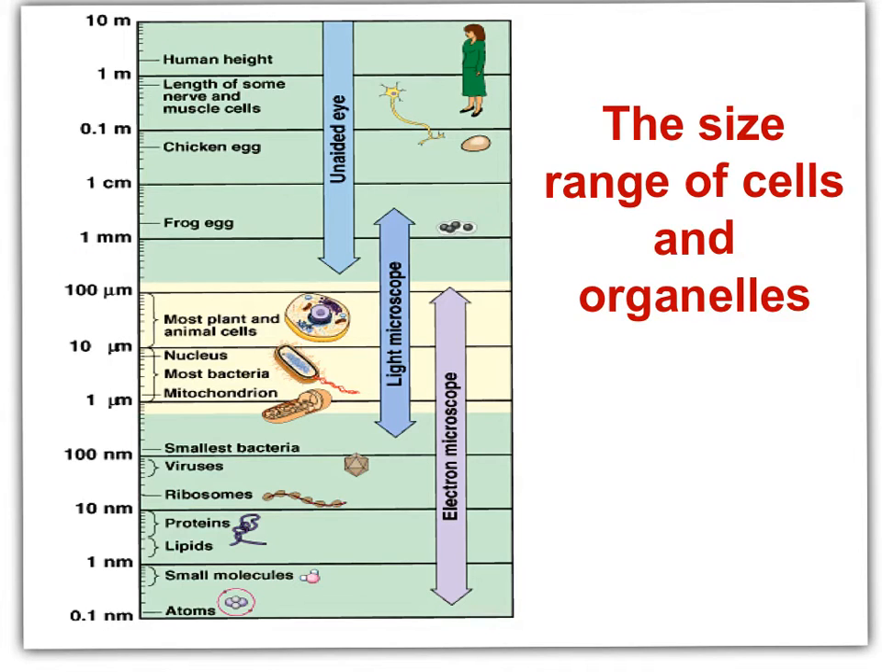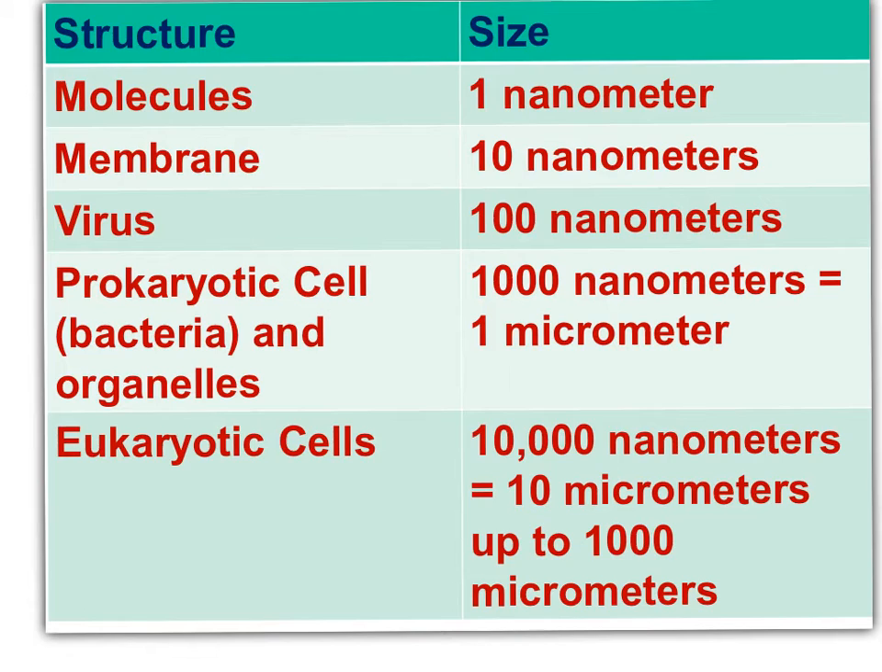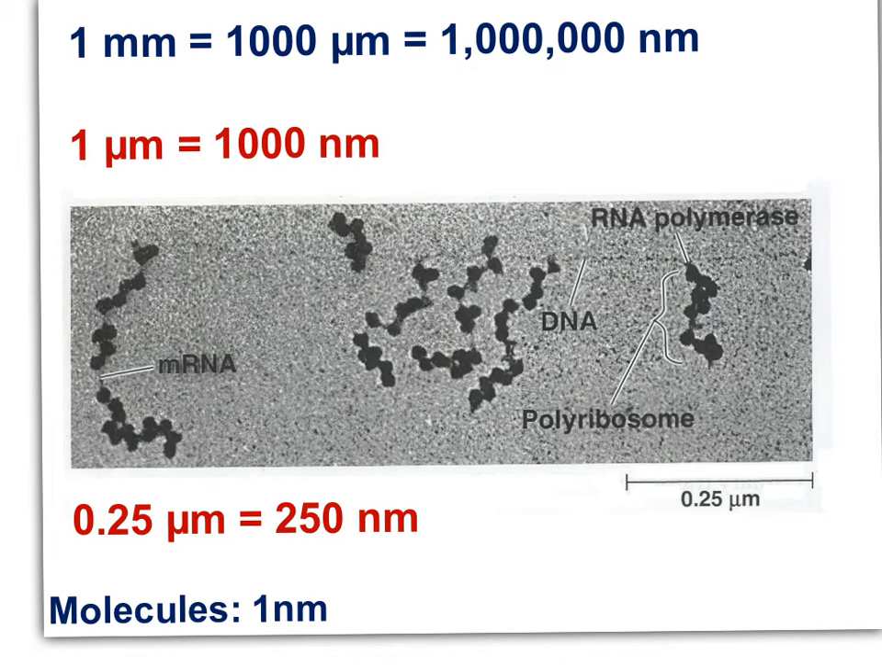Notice the range of structures that can be seen with the electron microscope and the range of structures visible to light microscopes. You can see that the sequence of each structure relative to the one previous to it increases by a factor of 10. Factor of 10, factor of 10, and so forth. Study this slide. Here are some metric conversions that are important for you to know. 1 millimeter is 1,000 micrometers, and 1 millimeter is also 1 million nanometers. 1 micrometer is 1,000 nanometers.